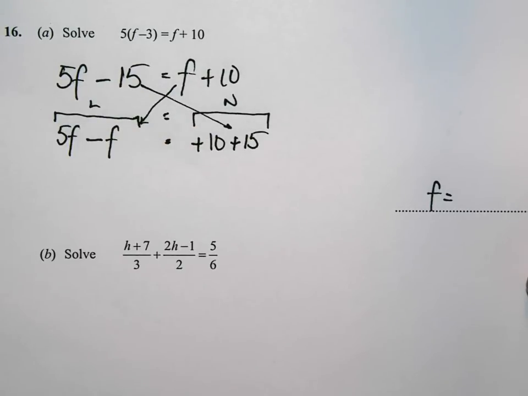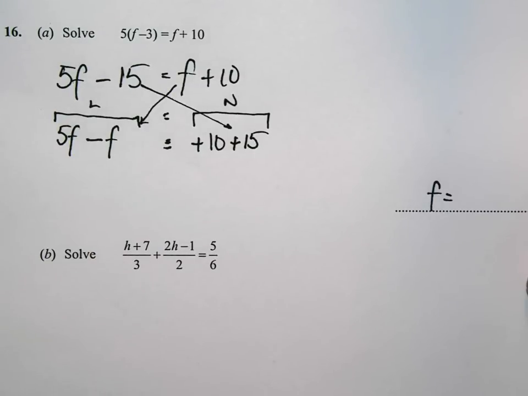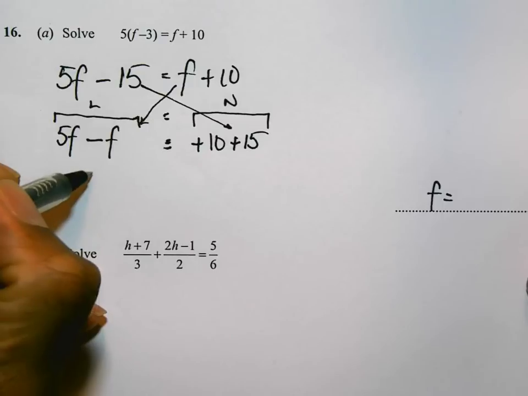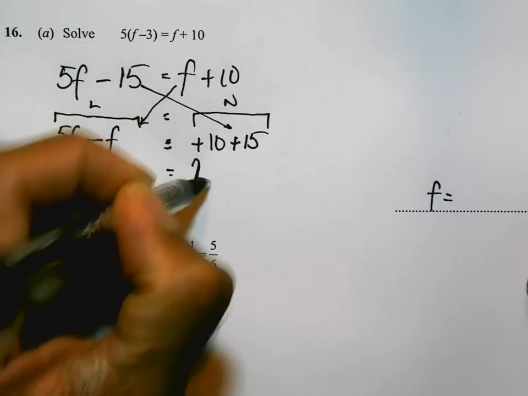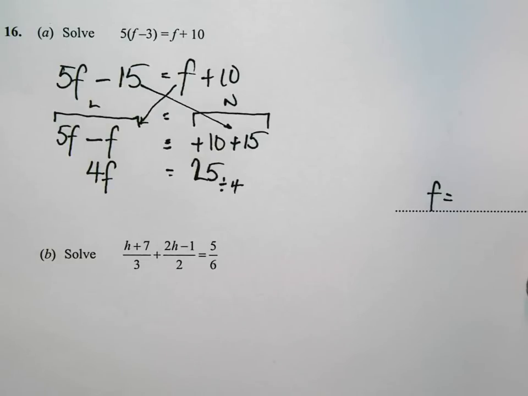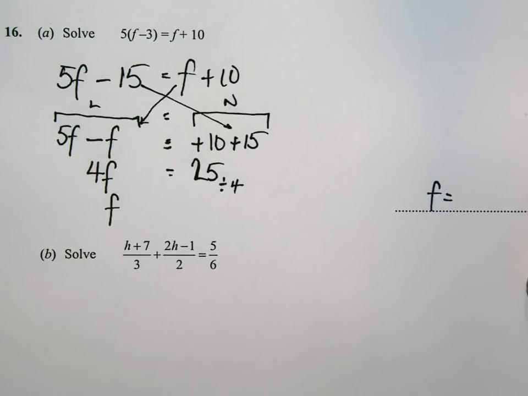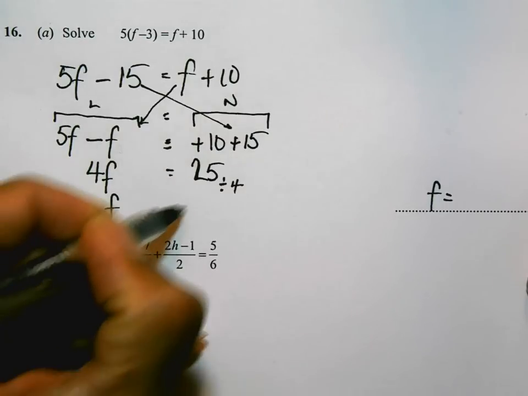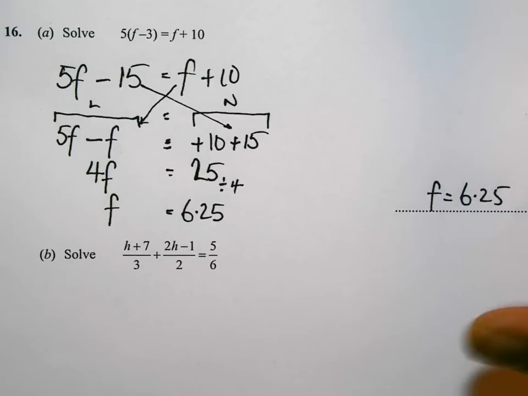Now, all that's left to be done is tidying up both sides and working out what F is. So 5F take away 1F is 4F. 10 plus 15 is 25. I need to divide by 4 to work out what F is, and remember, this is a calculator paper, so it's totally okay to use a calculator. 25 divided by 4 is equal to 6.25, and that's going to be my result for this. F is 6.25.